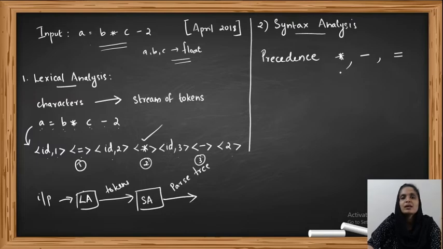Equal to has the lowest precedence, right? So while drawing the tree, you have to consider the star operation first. So let's check. The star operator is done between ID 2 and ID 3, right? So what we have to do is ID 2 star ID 3. The star operator is performed between ID 2 and ID 3.